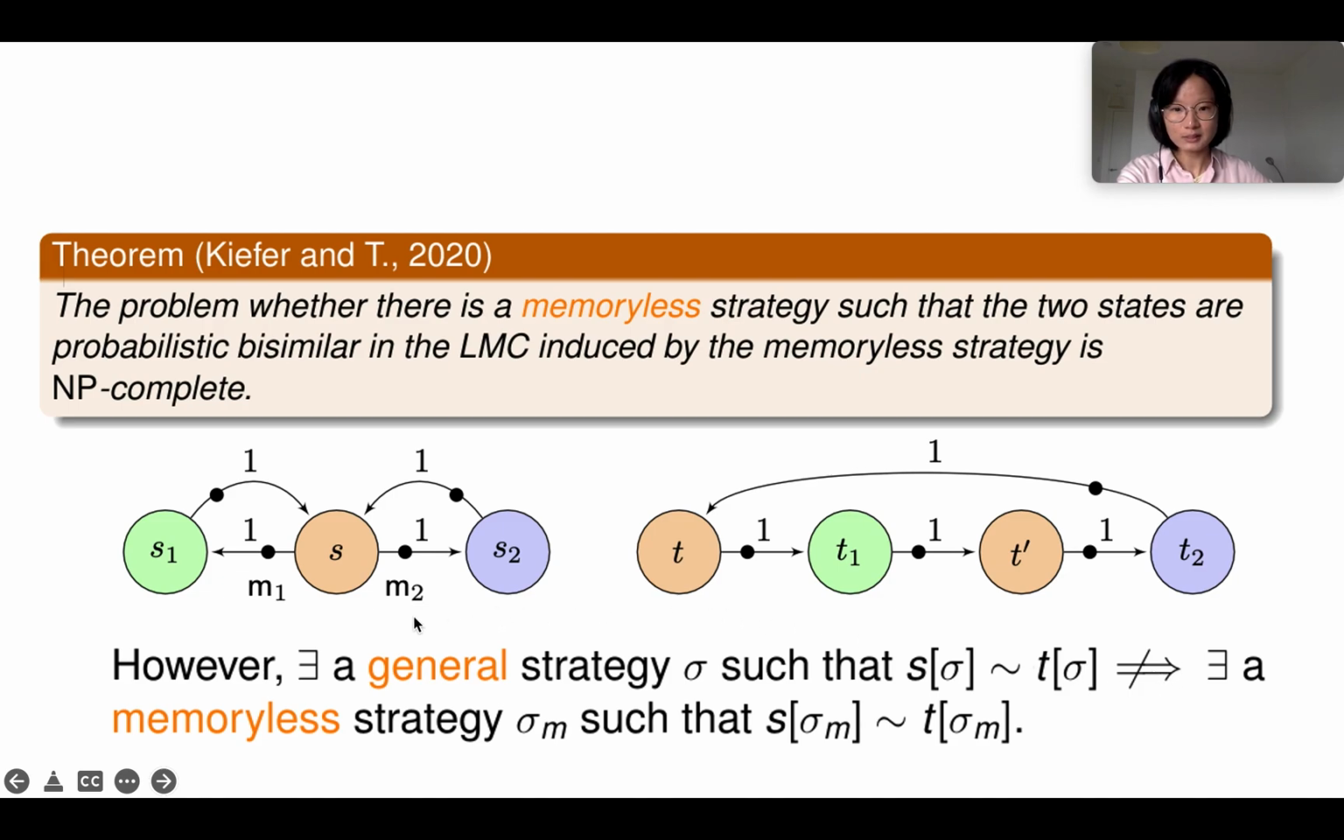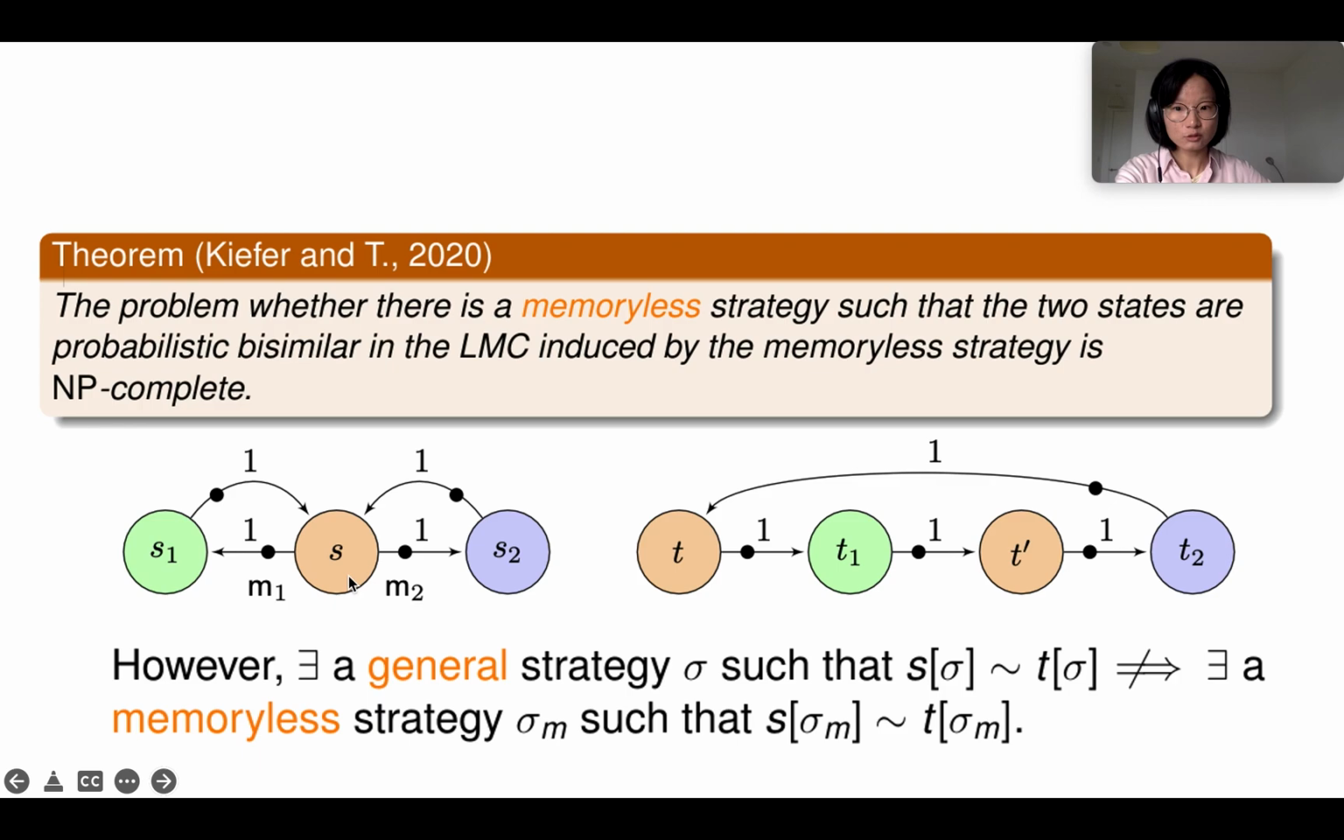So in this MDP, state S has two actions, M1 and M2, and to make S and T probabilistic bisimilar, we can have a general strategy to do that. It's very simple. S first uses the M1 action, then S uses the M2 action, then M1, M2, and so on. But if we only consider memoryless strategies, then S and T in the induced LMCs will never be probabilistic bisimilar. It is quite obvious here.